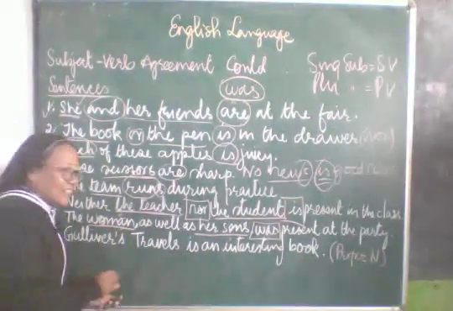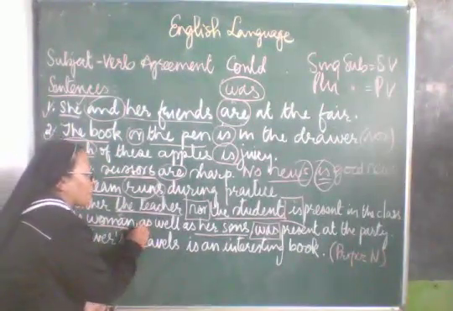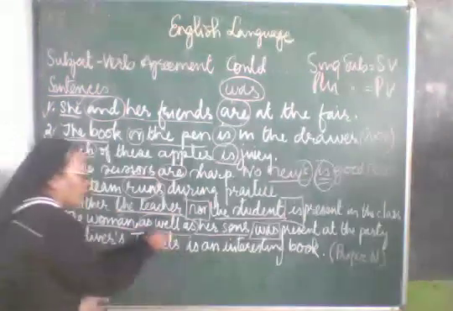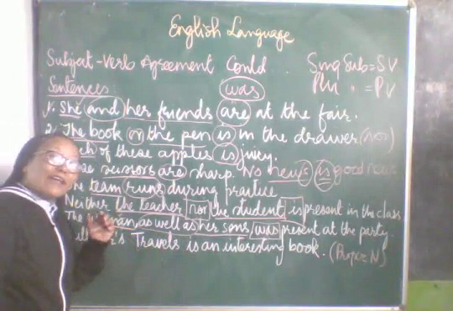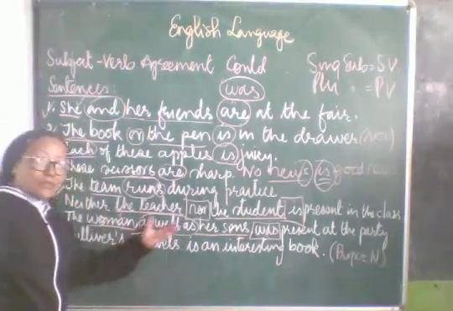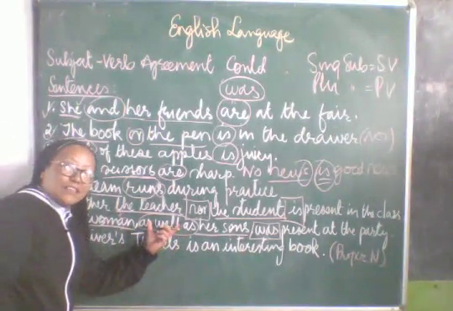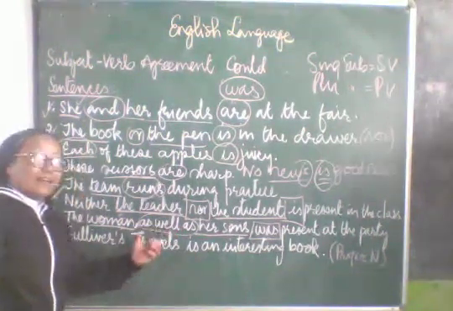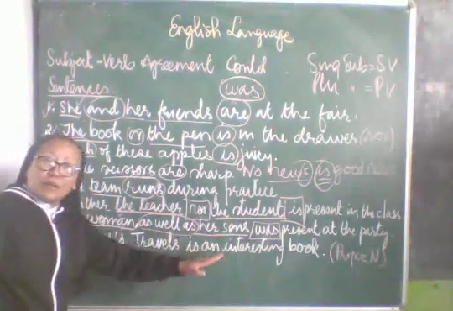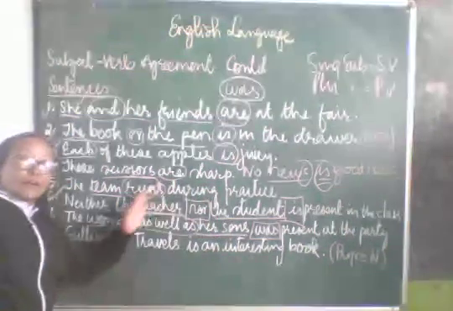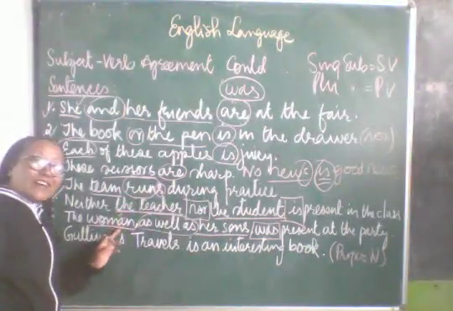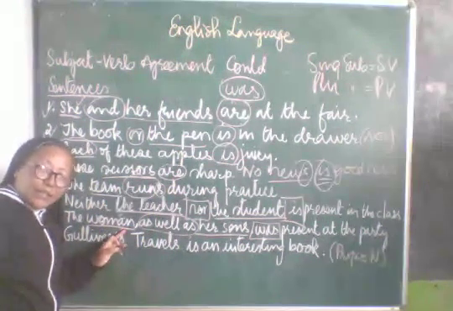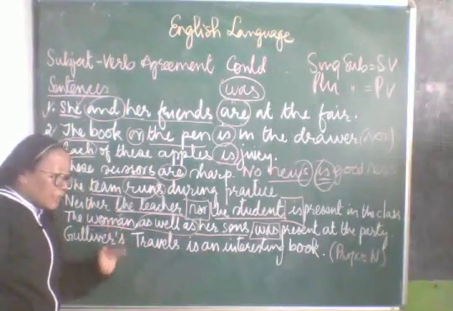When we use phrases like "as well as" or "along with", the verb we are taking has to agree with the first subject. Okay, it has to agree with the first subject.